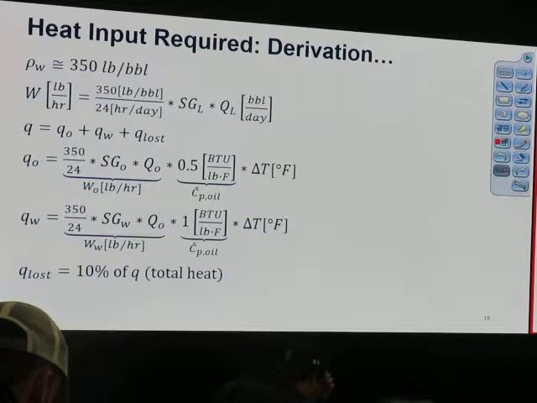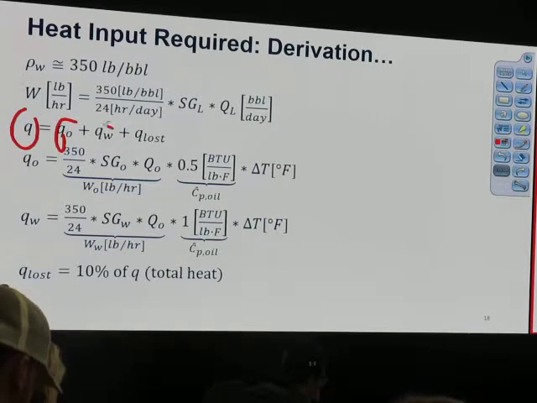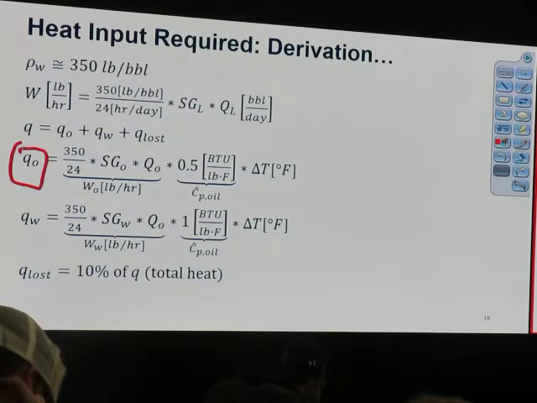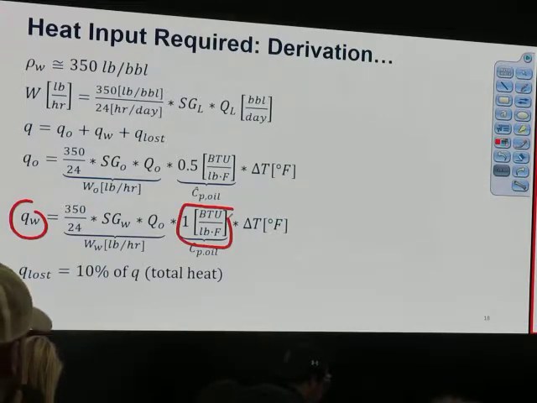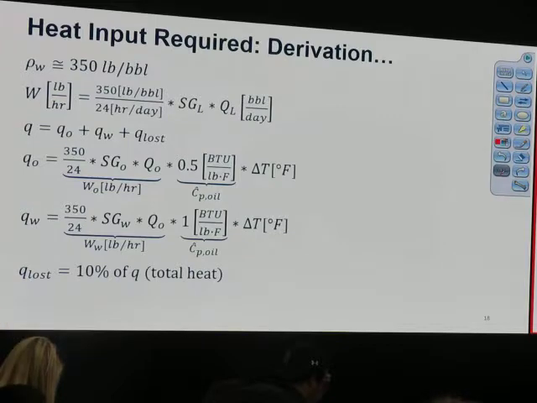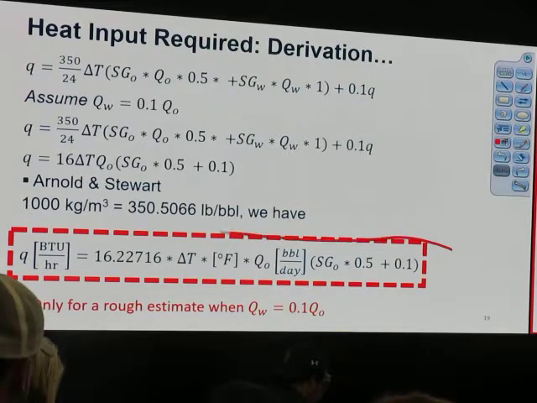Here's the derivation. The recommendation is we have total heat required equal to the heat used to heat oil plus the heat used to heat water plus any heat lost to the environment. So the heat used to heat oil uses the specific heat of oil, which is about 0.5. Okay. The heat used to heat water uses the specific heat of water. Good? Combine them together to become total heat required. And heat loss is about 10% of total heat. Do some derivation, we come up with this equation.